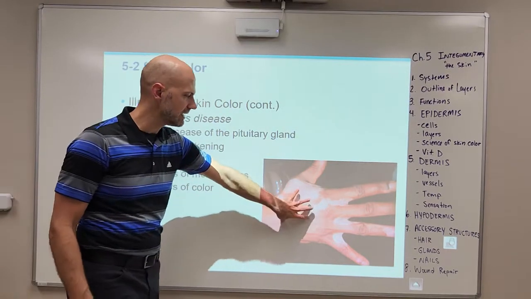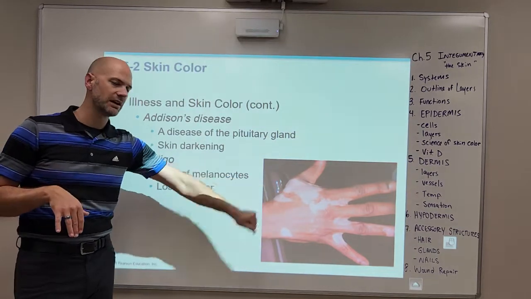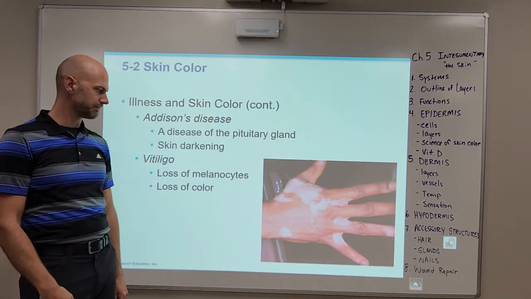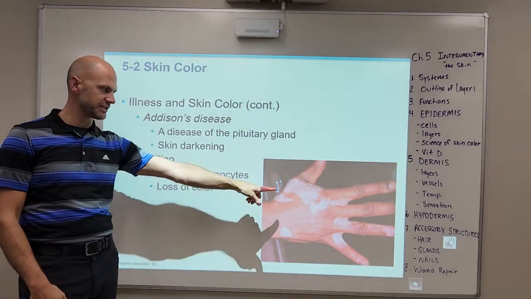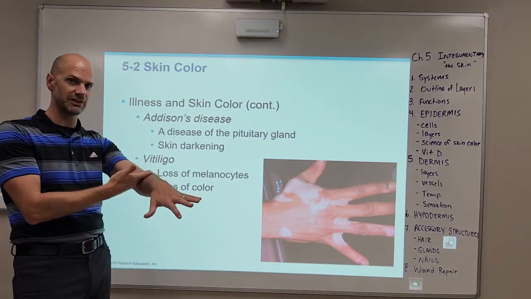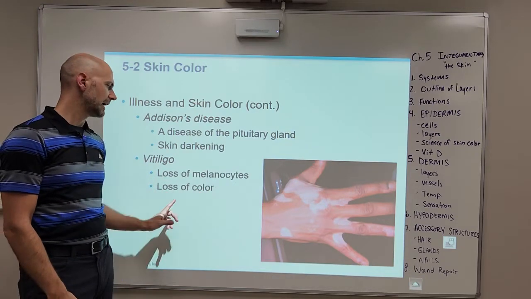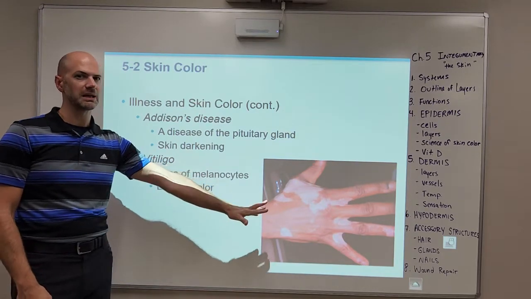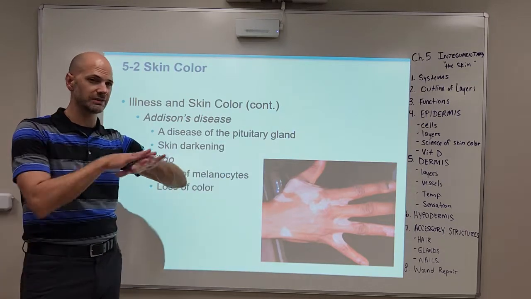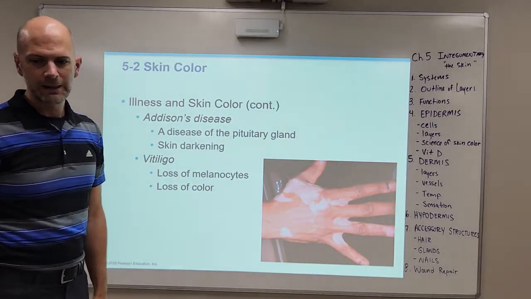Vitiligo, you might see some people that have a very stark contrast within their skin color and the pigmentation. It's because of a loss of melanocytes. There are regions or chunks of their skin that have lost the melanocytes. The reasons for that are variable. They don't really fully know, and there's not really any cure other than trying to even out the pigment with creams and makeup. Vitiligo.